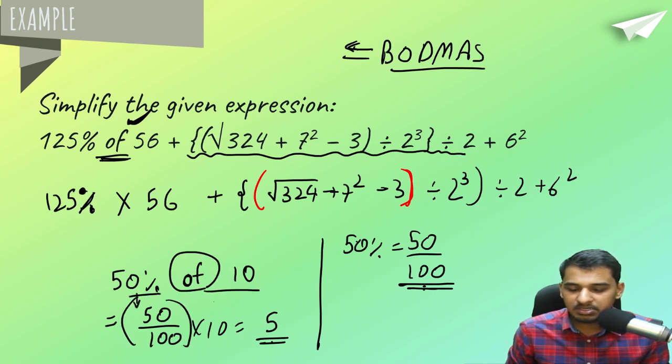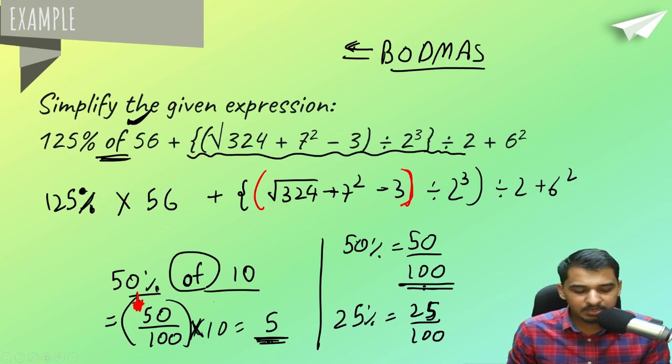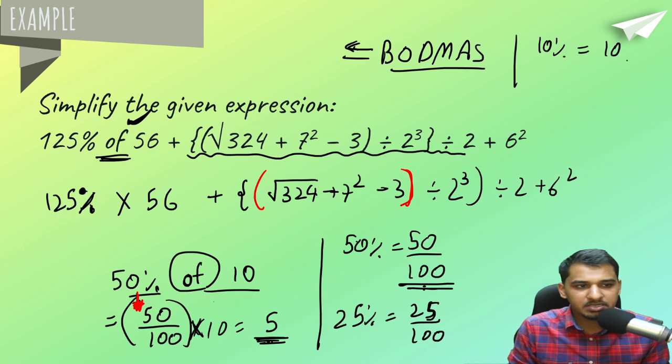That is 50%. This 50% will mean 50 by 100, and of will mean multiply. And we did this. We got 5 here. Okay, 50% is this. If suppose someone writes 25%, what is the meaning of 25%? 25% means nothing but 25 by 100. If someone writes 10%, 10% means 10 by 100. This is the same thing.